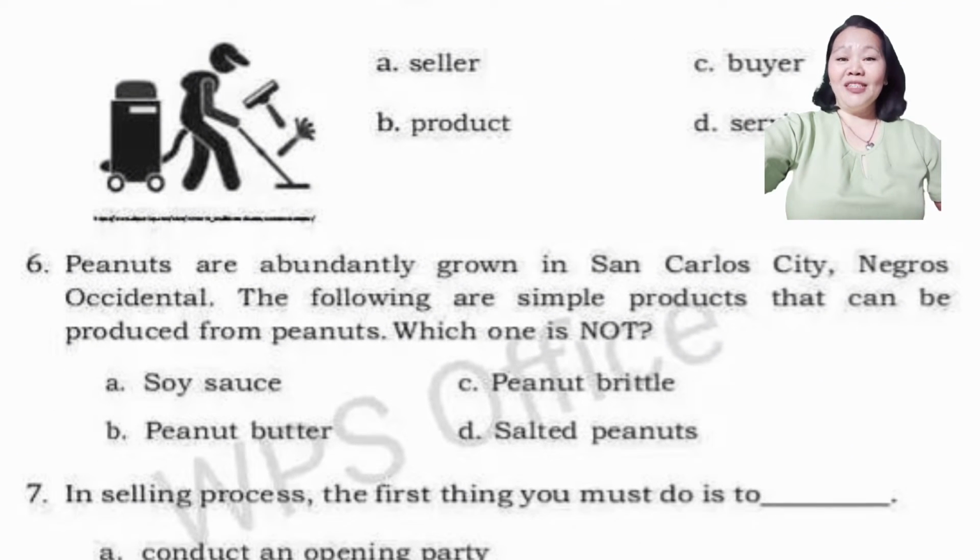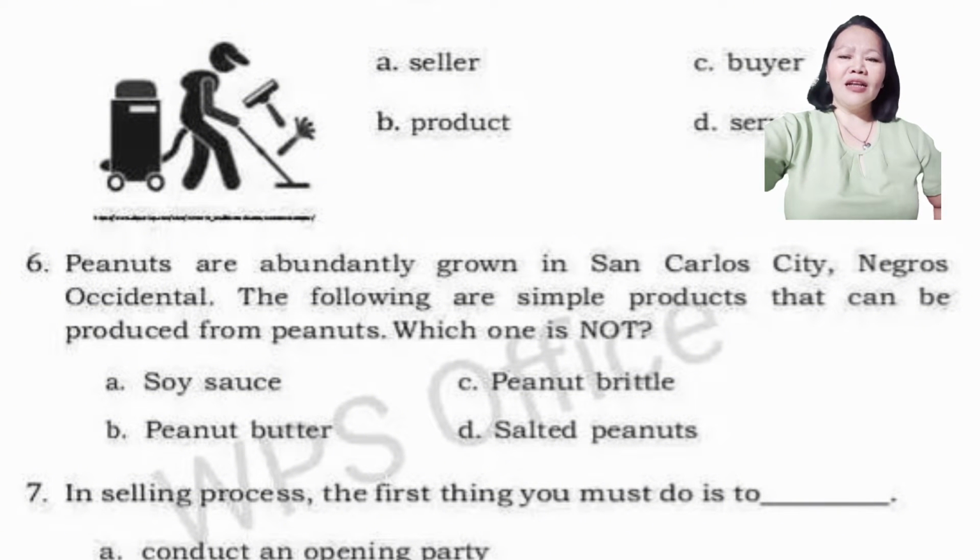And for number 6, peanuts are abundantly grown in San Carlos City, Negros Occidental. The following are simple products that can be produced from peanuts. Which one is not? A. Soy sauce, B. Peanut butter, C. Peanut brittle, D. Salted peanuts. That's right. The answer is letter A. Soy sauce.